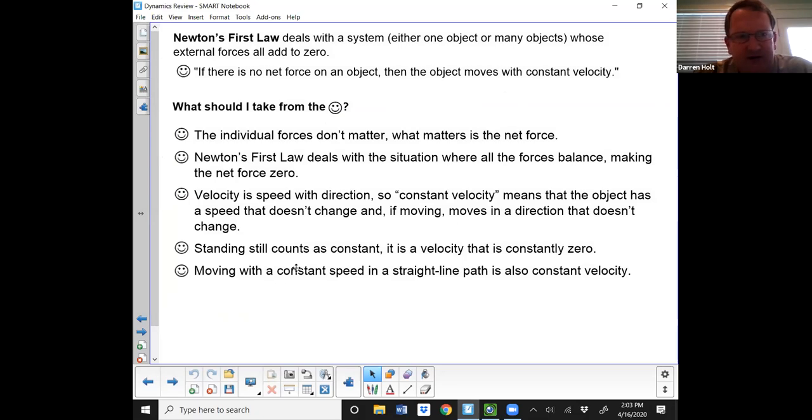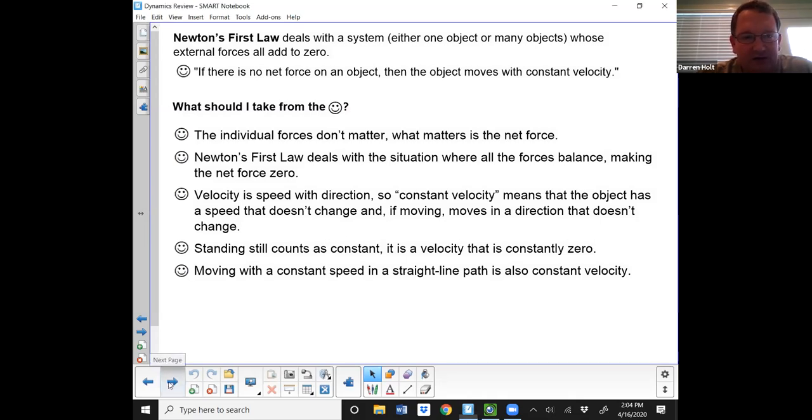All right, Newton's three laws. I've gone into some descriptions here of why some ways of saying them are better than others. Newton's first law deals with an object or objects, whether it's a one object system or a multiple object system, whose external forces all add up to zero. If there is no net force on an object, then the object moves with constant velocity. What that means basically is it is either sitting still or it is moving at a constant speed, right? In a straight line. And that would be Newton's first law.